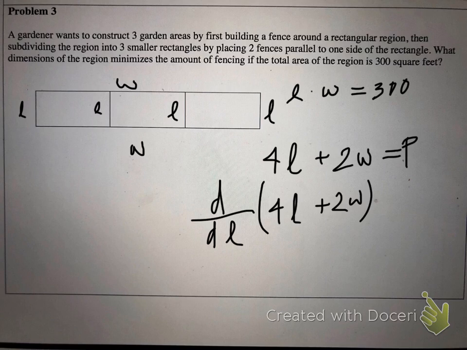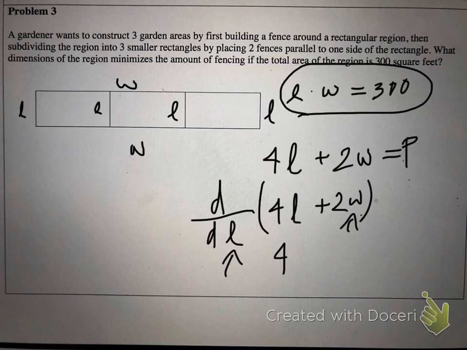So because we're doing L, the derivative of 4L is just 4. But notice how on this side we don't have an L. So how are we going to find the derivative of W when we're doing it with respect to L? We can't. So what we need to do is replace this W with this formula solved by L. So let me explain what that means.